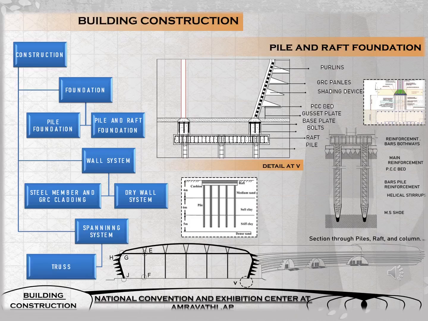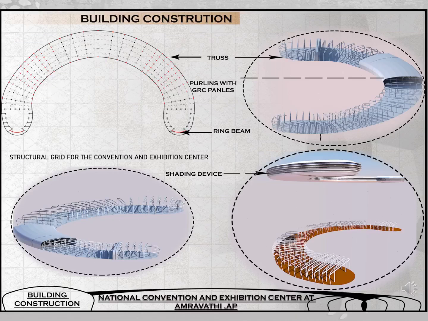Current slide shows my grid for the structure. The grid for the structure is 10 by 10, irrespective of the convention hall, where the span increases to 50 and 60 meters. There we have used steel truss as shown in the diagrams and the views. We have used ring beam for catering it, and then thereby covering it by purlins. Purlins are thereby covered by GRC panels, and the GRC panels are then covered by shading devices. All the three views give a clear idea of the truss location. The trusses are located at 10 meters each.